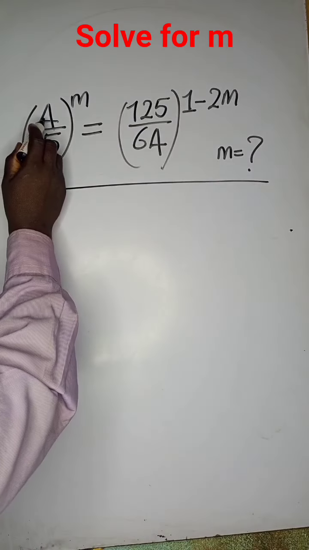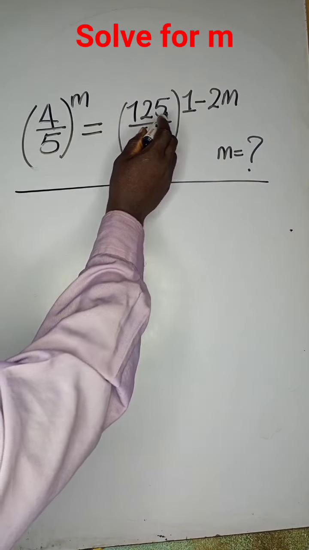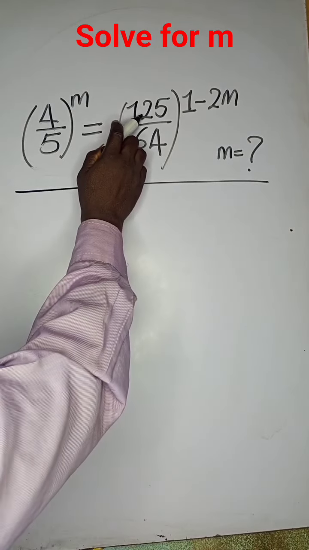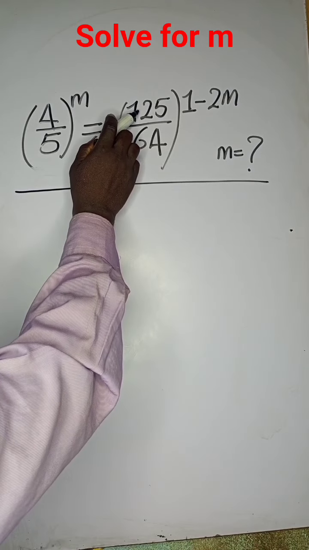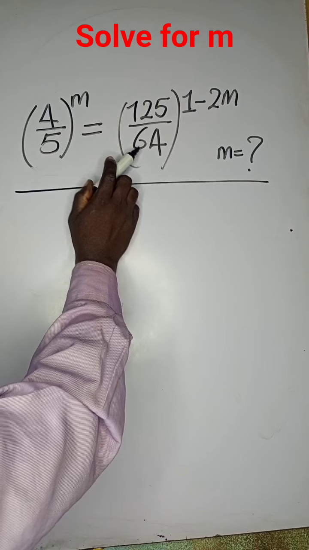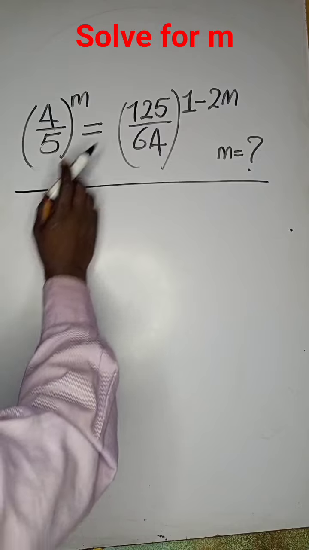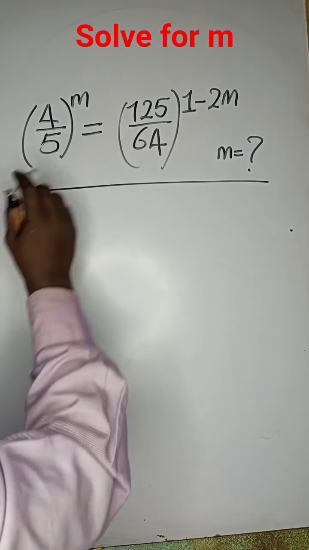If we look at it carefully, the left-hand side has the base 4 all over 5, and the right-hand side has the base 125 all over 64. If I look at 125, I can see 5 to the power 3. If I look at 64, I can see 4 to the power 3. So I'm going to express this in terms of 4 and 5, just like we have on the left-hand side. So here I'll write 5 to the power 3, 4 to the power 3.